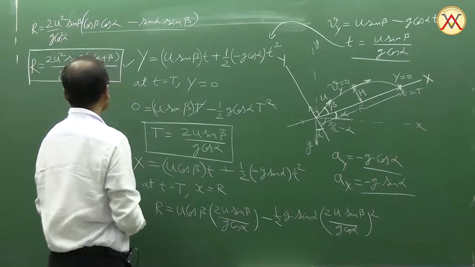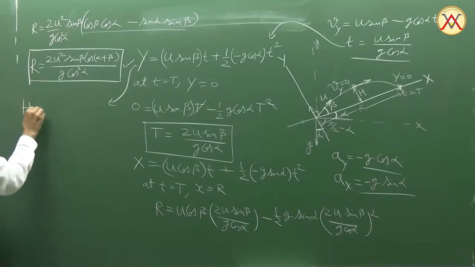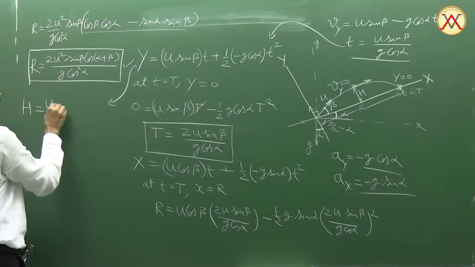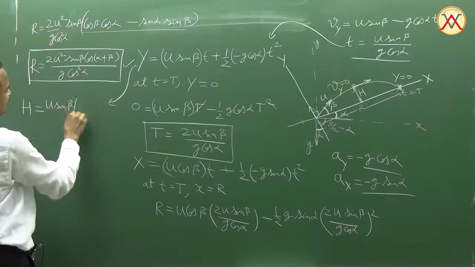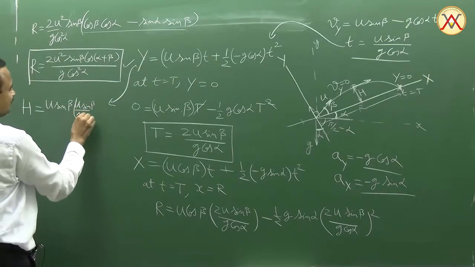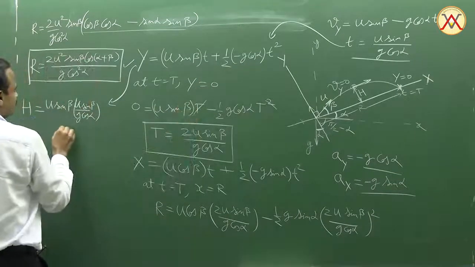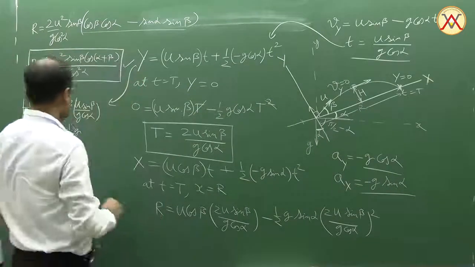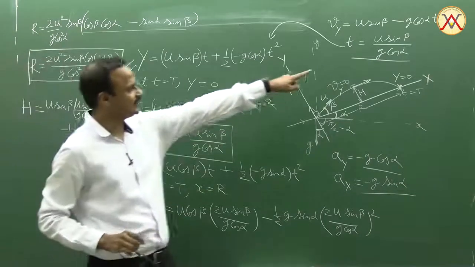So what does this give me about the maximum height? I will write it here. Capital H, the maximum height, equals u sine beta into t. So it is u sine beta multiplied by t, which is u sine beta by g cos alpha, and minus half g cos alpha into t squared.